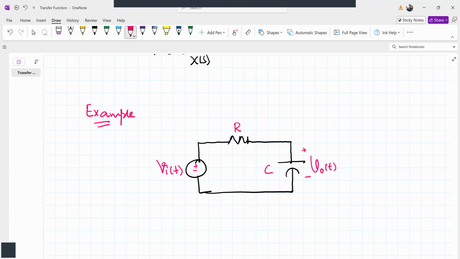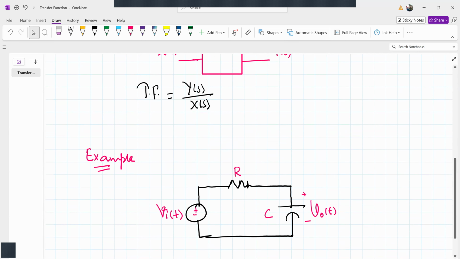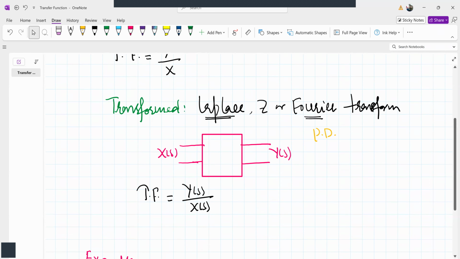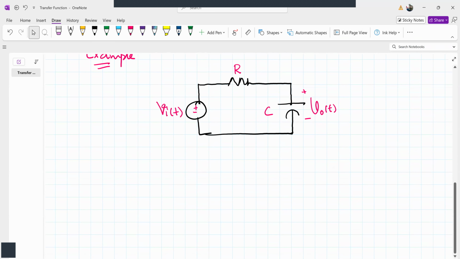In order to obtain the transfer function of this network, the first thing we do is convert the network into the transform domain. The transform domain here means we convert it into either the Laplace transform domain or the Fourier transform domain. The Fourier domain is also referred to as the phasor domain that we already saw in previous sessions. Let's convert it into the Laplace transform domain.